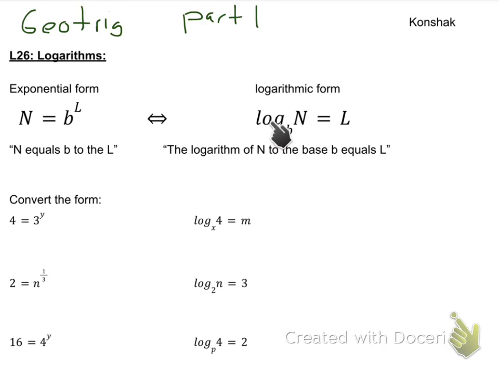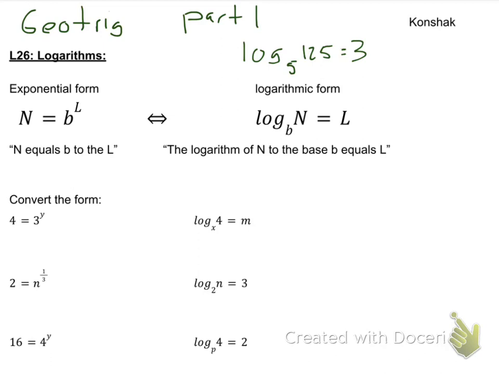So log base b of n equals L. Sometimes they do say that is the logarithm of n to the base b, which will equal L. I generally will say log base 5, so we may have something like log base 5 of, let's do 125, equals 3.